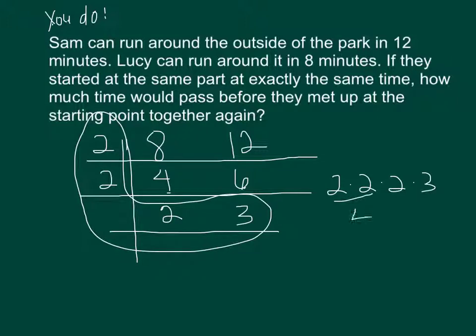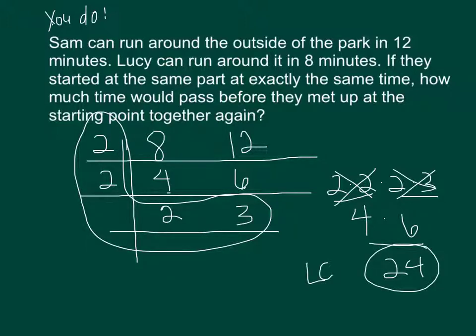2 times 2 is 4. Cross off what you did. 2 times 3 is 6. Cross off what you did. And 4 times 6 is 24. So your LCM is 24.